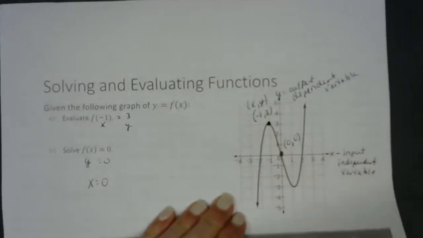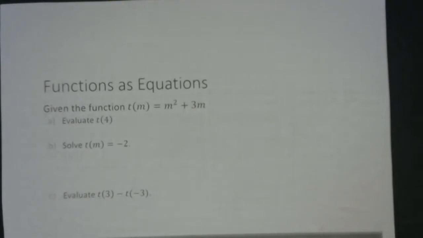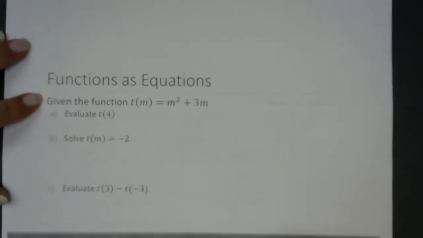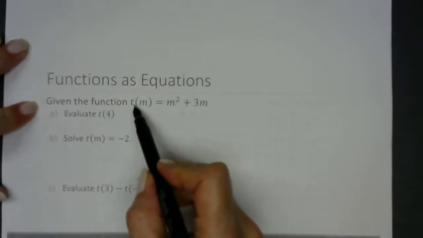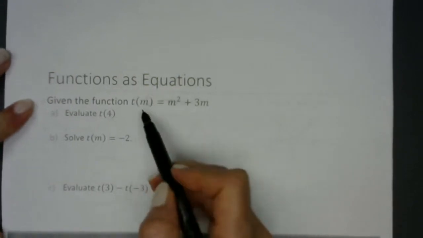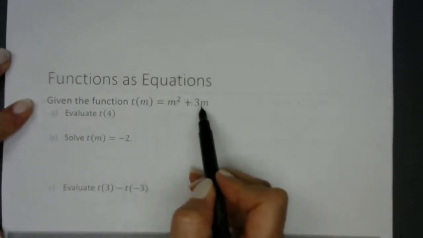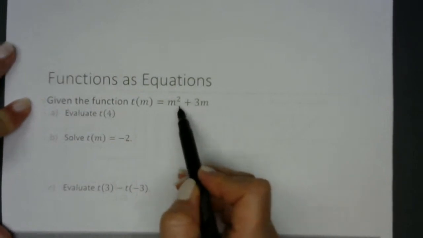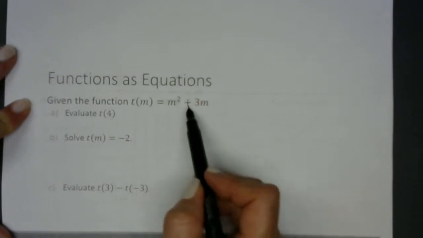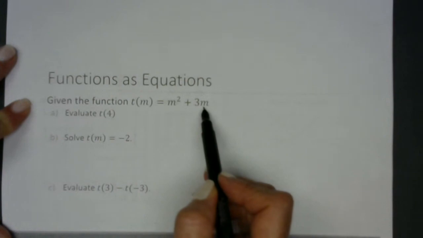Right, so we can evaluate functions from the graph itself. And we can also evaluate, solve, and analyze functions when they're represented algebraically, or when we have the actual formula, the actual rule for the function. All right, so here we have this function called t. It expects as its input m. So this function is defined: t of m is equal to m squared plus 3m. The rule for this function says take some input, some value for m, square it, then add to that value 3 times the input, right?